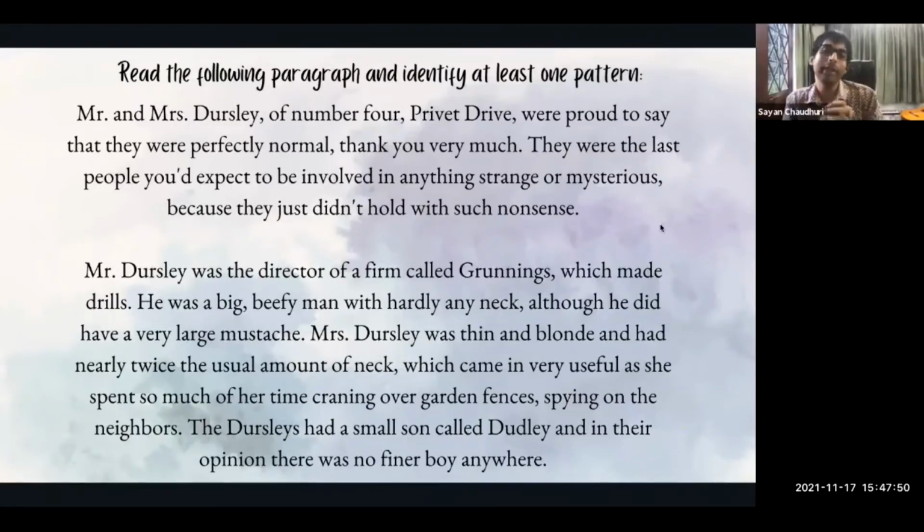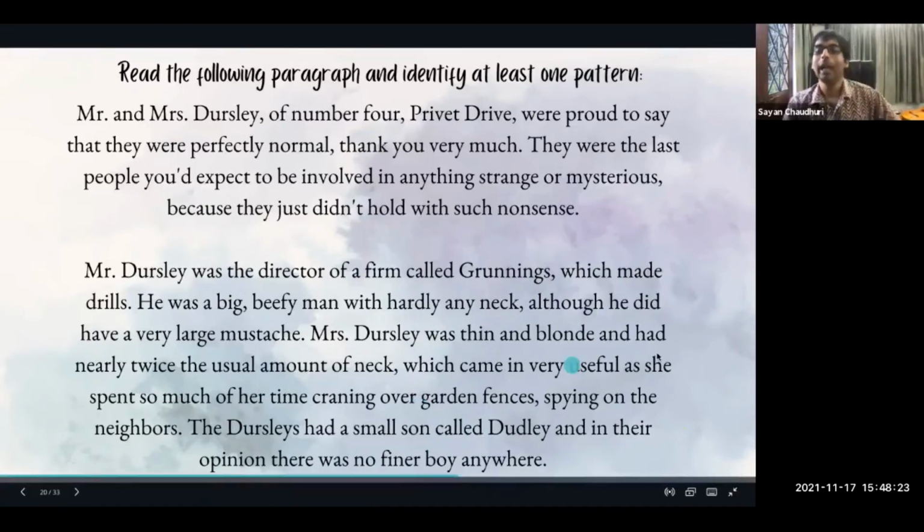So Gopal, what if I tell you this judgment can be made using 3 patterns? One pattern is the pattern of presenting Mr. and Mrs. Dursley as one unit. And this pattern you find by looking at Mr. and Mrs. Dursley, Mr. Dursley, Mrs. Dursley, the Dursleys, right? So these 4 phrases constitute that pattern. Second pattern, through perfectly normal, thank you very much, that assertiveness or defensiveness about their normalcy. You don't expect them to be involved in anything strange or mysterious. There is a sort of reinforcement of normalcy, right?